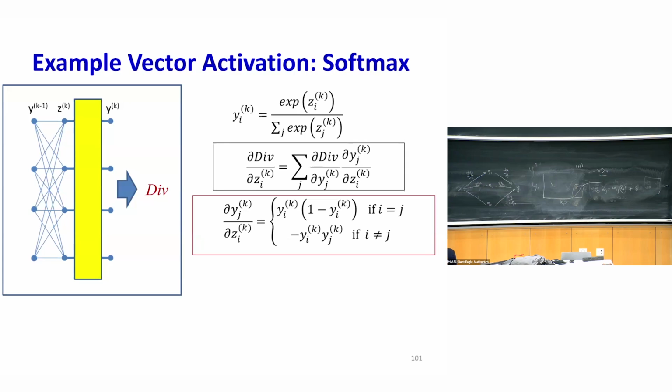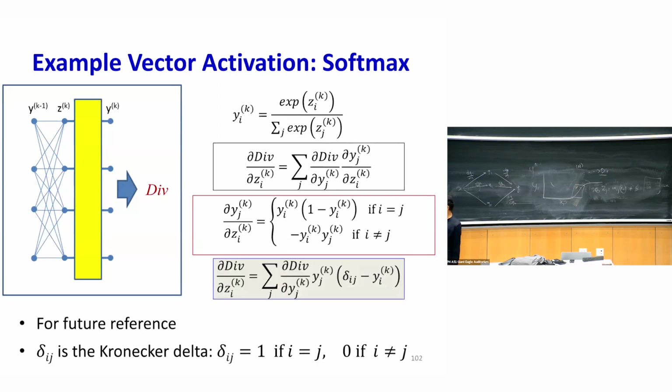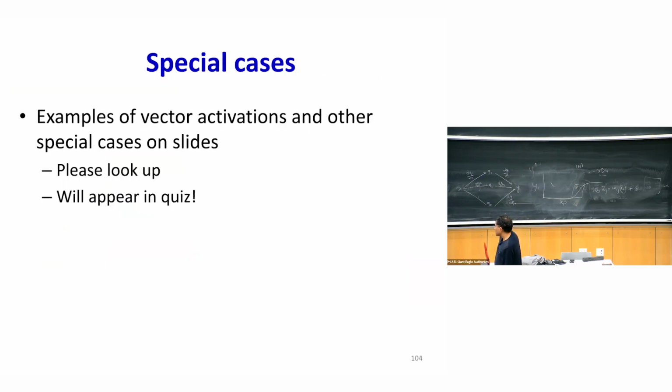Now, if you look at the cross derivative, that looks like minus yi times yj. You can intuit it similarly, but the first most important thing is to see that it is negative, right? And the larger it is, the more negative it is, because the faster it changes. So, questions? This is what you would plug into the formula if you were computing the derivative of the divergence with respect to any given yi. Now, this was the softmax. There are other cases of vector activations that are on the slides. Please look them up. They will appear in the quiz, okay?